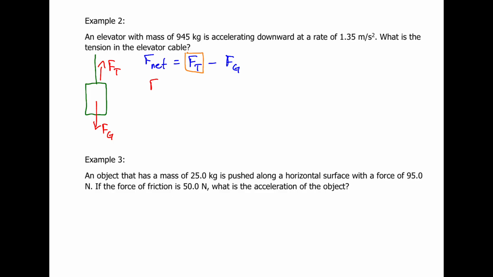I'm going to write F of tension is equal to the force of gravity plus the net force. Could have gone the other way because it's adding, but that's just take force of gravity, throw it over here, and add it over there. Do I know what the force of gravity is right now? Do I know that number?